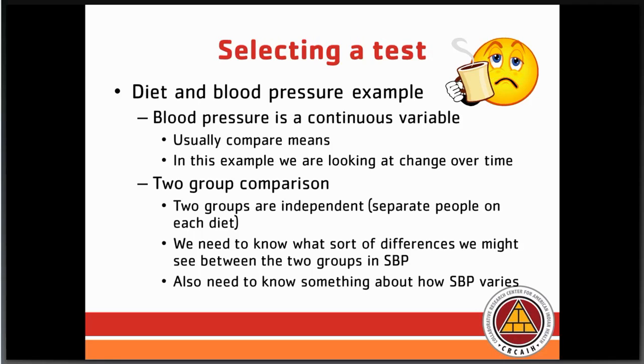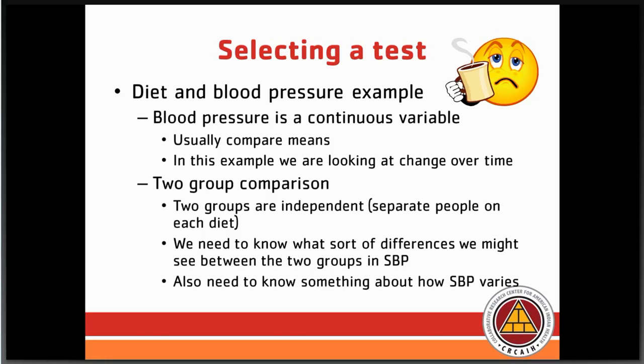So when you have a continuous variable, usually you want to look at means. And in this example, we're not only looking at means, but we're looking at change over time. So we're looking at the mean change over time between two groups. Since we're comparing two groups, we also need to determine whether our groups are independent or dependent. In this case, this study is independent groups, so there's separate people on each diet.